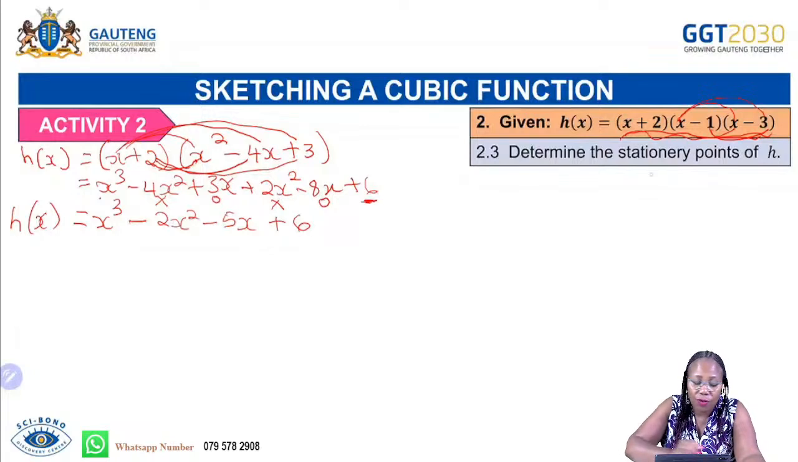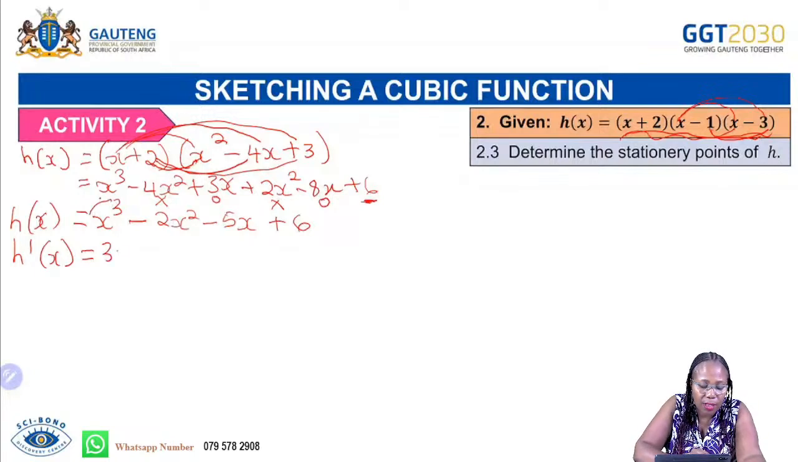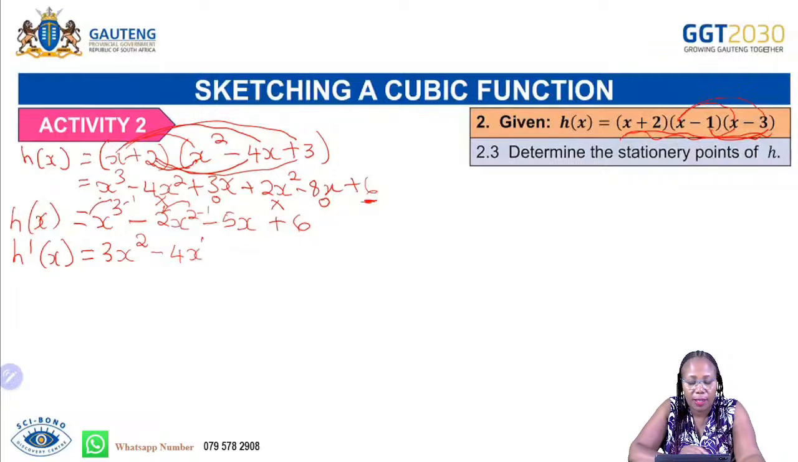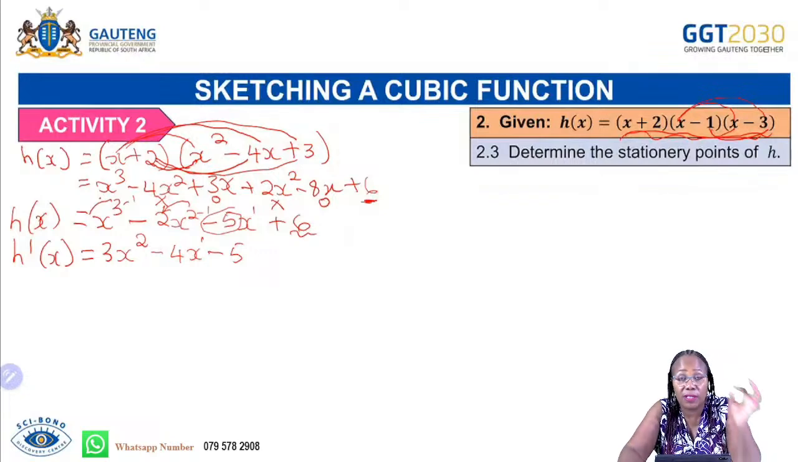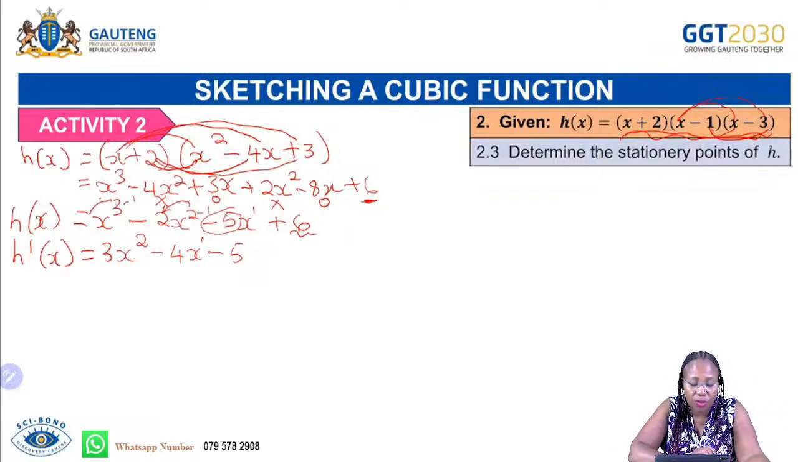And then now we can differentiate this, h derivative of x. It will be 3 times 1, which is 3x, subtract 1 from the exponent, to the power 2. 2 times minus 2 is minus 4x, subtract 1, to the power 1. And then if it is minus 5x to the power 1, you take the coefficient as your derivative, then it's minus 5. A constant's derivative is 0. So we know there's a 0, there's no need to write it, grade 12. And then we let this derivative be 0.